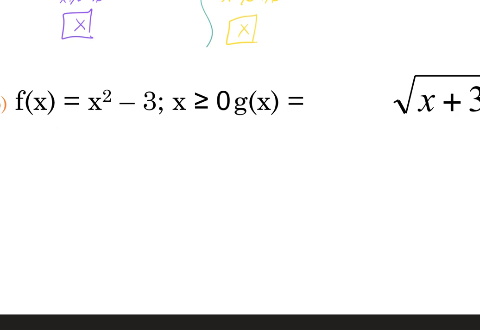And then we reverse it. g of f of x. And now the f of x comes in under the square root in place of that x. So I get the square root of x squared minus 3 plus 3. The plus 3 and minus 3 cancel, and I get the square root of x squared.